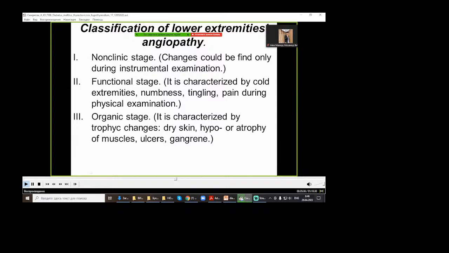Classification of lower extremities angiopathy includes 3 stages. Non-clinic stage, changes could be found only during instrumental examination. The next stage, functional stage, is characterized by cold extremities, numbness, tingling, pain during physical exertion. And organic stage is characterized by trophic changes such as dry skin, hypo or atrophy of muscles, ulcers, and gangrene.